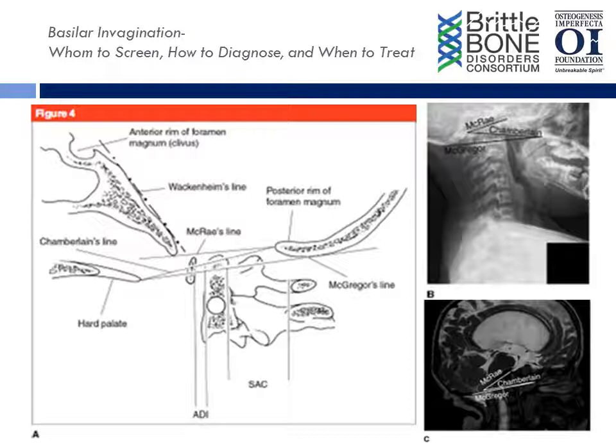I think that OI can be a very intimidating problem for typical orthopedic surgeons. They are very intimidated by the bone, by the deformity, by the lack of experience in some of these techniques. And so I think experience in handling these children is very important.